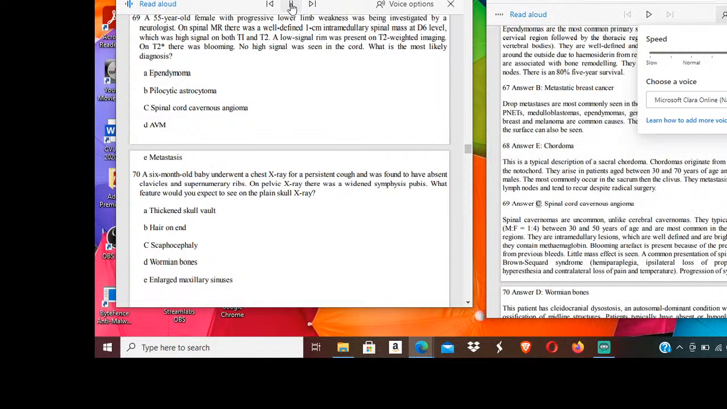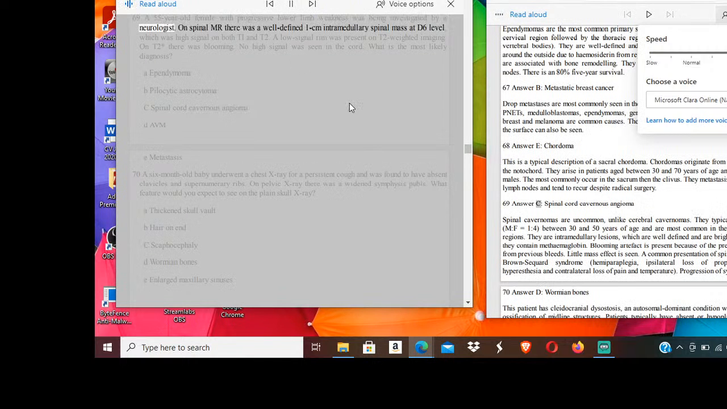69. Answer C. A 55-year-old female with progressive lower limb weakness was being investigated by a neurologist. On spinal MR, there was a well-defined 1 cm intramedullary spinal mass at D6 level, which was high signal on both T1 and T2. A low signal rim was present on T2 weighted imaging. On T2*, there was blooming. No high signal was seen in the cord. What is the most likely diagnosis?